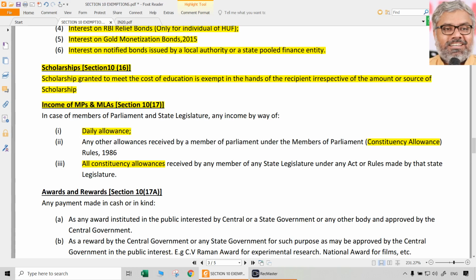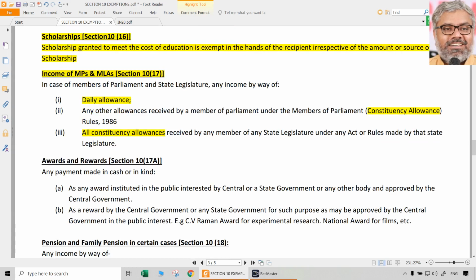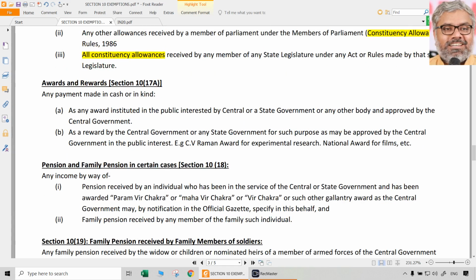Daily allowance generally will be given for attending the Parliament or Assembly. Constituency allowance is given for spending it on the constituency actually. So that should be exempt. Whether they spend or not is a different story. But that is exempt under section 10(17). So daily allowance and constituency allowance are exempt for MPs and MLAs. Remuneration is taxable under income from other sources.